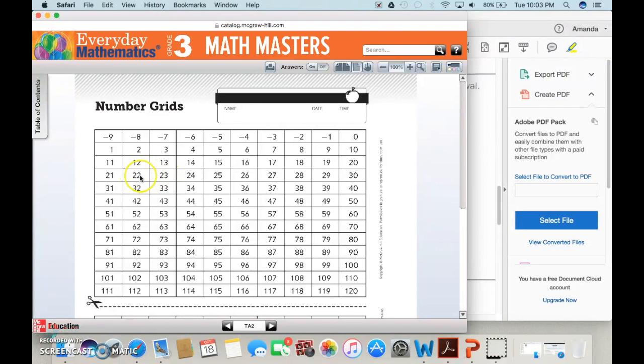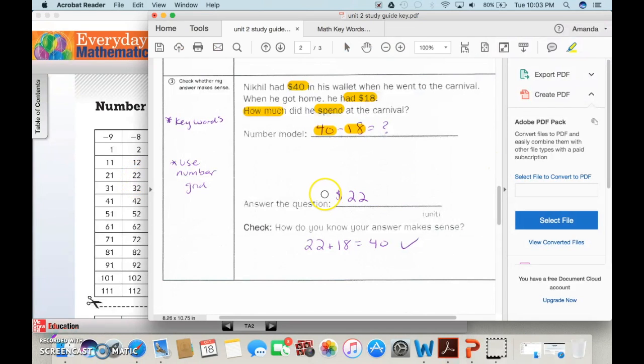My answer is 22. But is my answer just 22? Right, I need my unit. So my unit here is dollars in this case. So I put my dollar symbol.